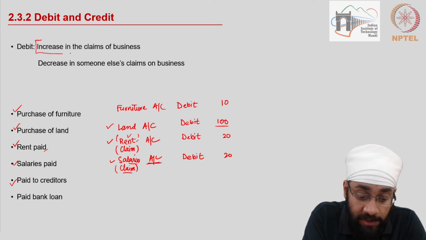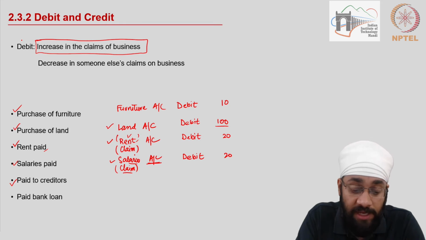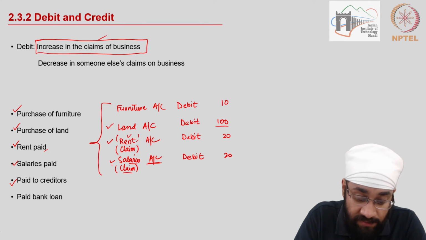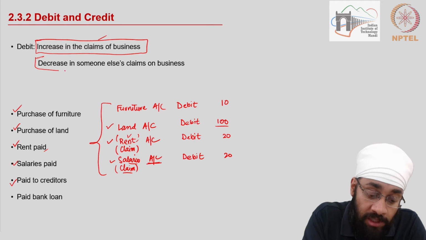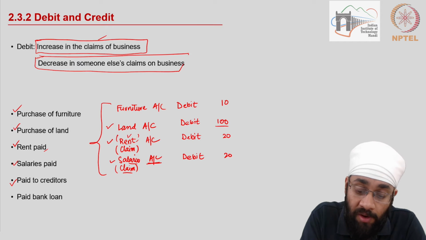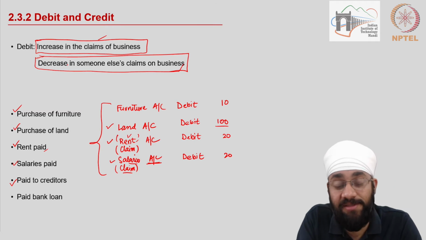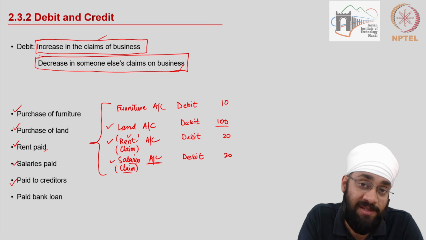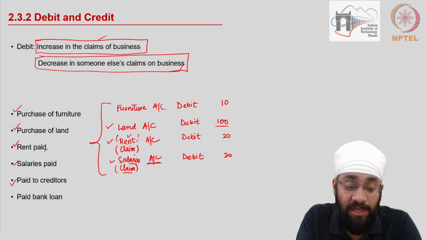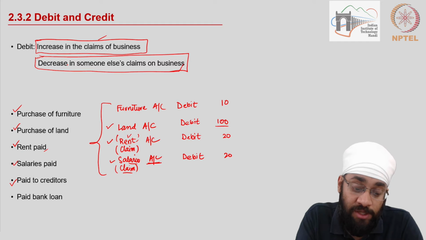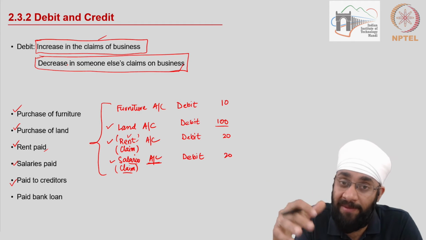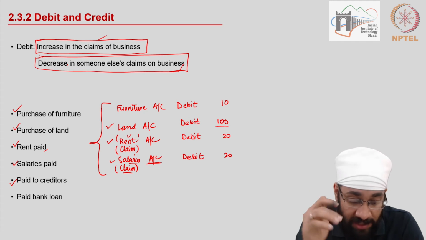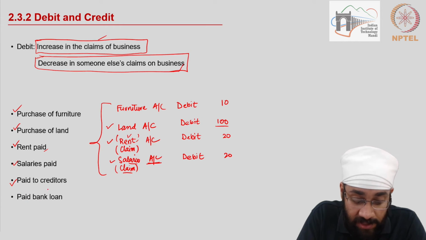The first part on the slide was increase in the claim of business, and in all these scenarios we have discussed the increase in the claim of business. Now we're going to talk about the opposite of the same, which is decrease in someone else's claim on the business. That can also be shown as a debit. So business's claim going up is equivalent to somebody else's claims on business going down as well. So let's look at these couple of examples.